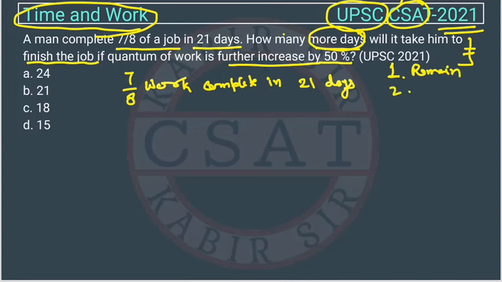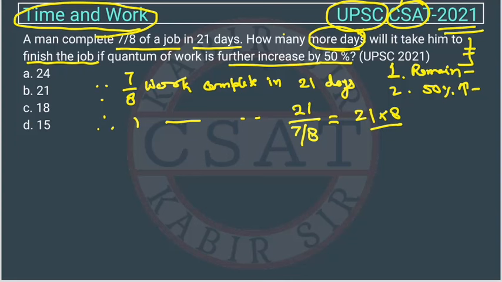And the second is the work is increased by 50%, right? So first he has to complete the remaining work, and then he has to complete the 50% of that work also. So we can solve it through the unitary method. It's very easy, you just have to apply the unitary method. Because 7 by 8 of the work is completed in 21 days, then one whole work will complete in how many days? 21 upon 7 by 8. This 8 will go with 21, and then we can cut this.